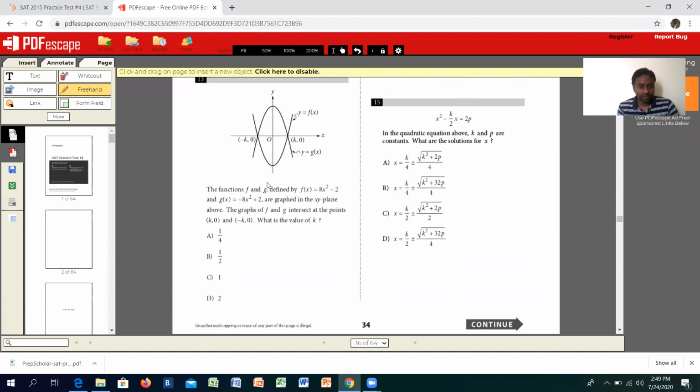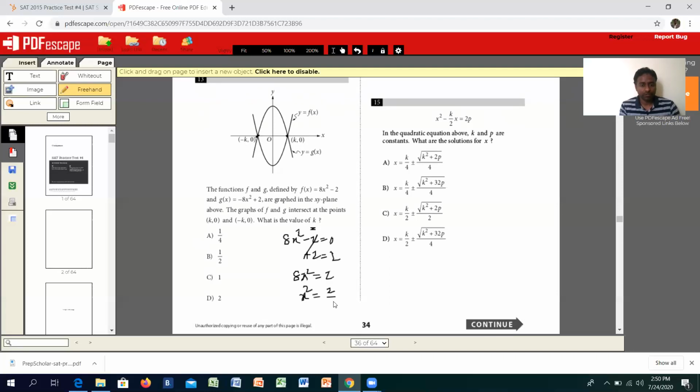We have two parabolas with the functions given there, 8x square minus 2 and negative 8x square plus 2, graphed, and they intersect at the points negative k comma 0 and k comma 0. We need to work it out and get the value of k. Since the point lies on the x-axis, this particular function is equal to 0. For what value is it equal to 0? If we could get that, that's nothing but our k, which falls on the x-axis. So just add 2, because the other terms cancel. You get 8x square is equal to 2.